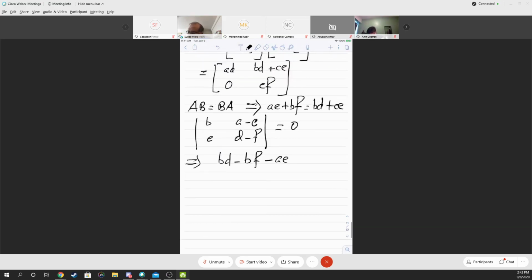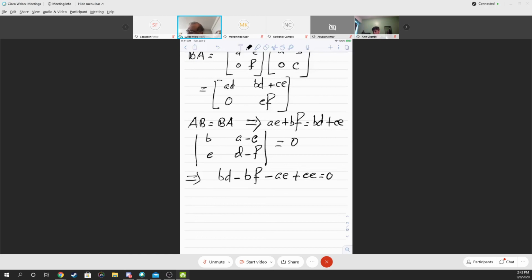Yeah. So BD minus BF minus AE plus CE is 0. And that's exactly this, from star. Oh no, okay, don't do that. That implies AE plus BF is equal to BD plus CE. Call this equation 1 and 2. Compare. So I'll simply write 1 and plus.